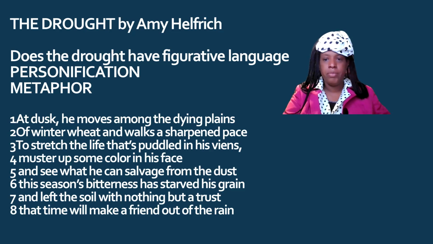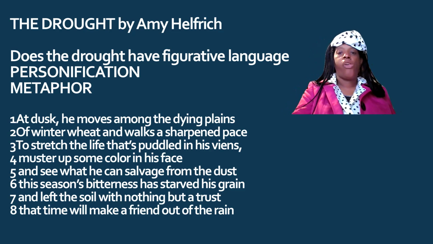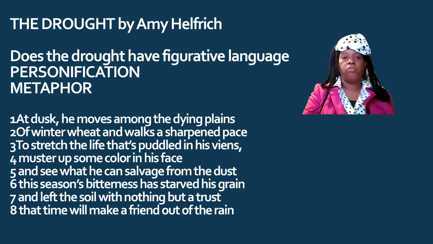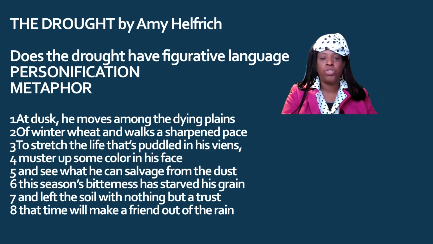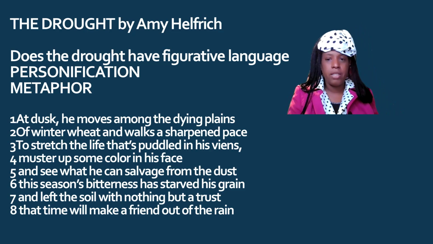Now, according to my research, when I look at the internet, when I look at several places, it's saying this is a poem about a farm. So, how do we know that it's a male? It's the first word, he. So he says that Doxy moves among the dying plains of winter wheat and walks a sharpened pace. So, what does that mean? It means he's walking through the plains.